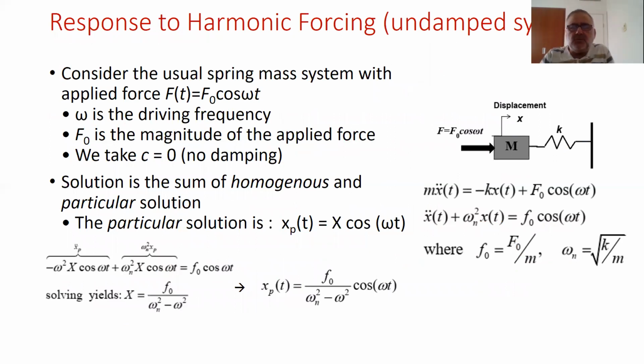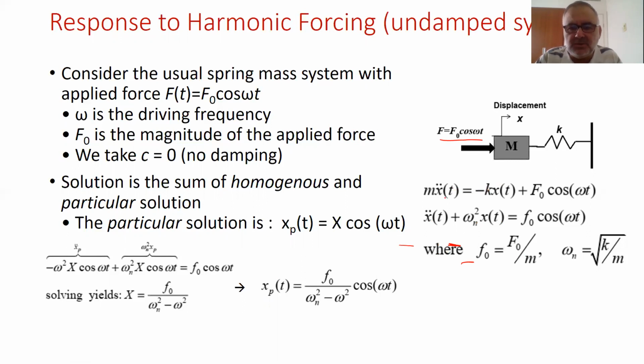Now we will first consider the undamped system, in which case there is no damping in the system. We will assume that you have a mass spring system, as we see over here, mass and the spring, and the forcing is a sine or a cosine function. Here it's the cosine function. It can be a sine, it doesn't matter, but the important thing is there is no damping in this system.